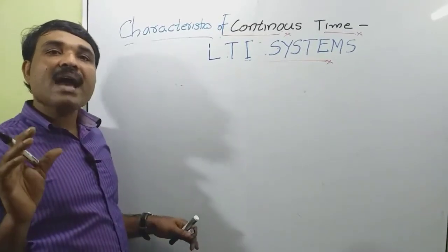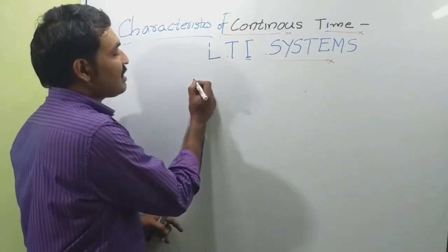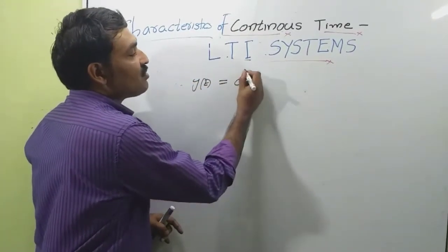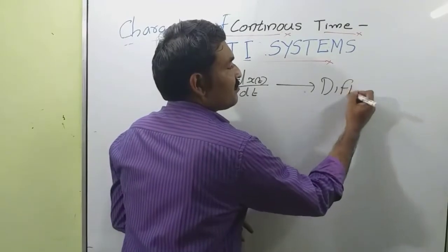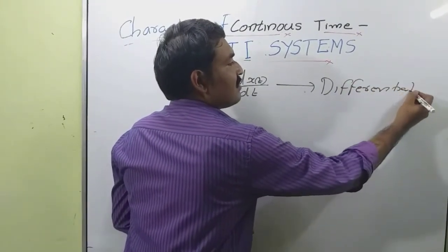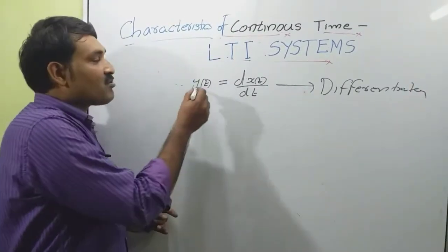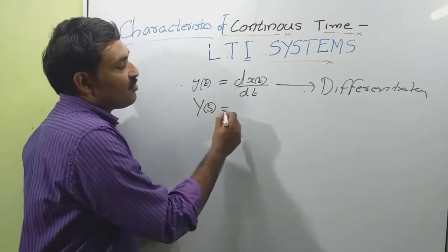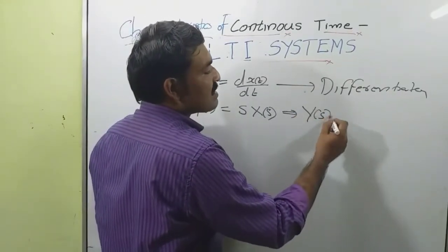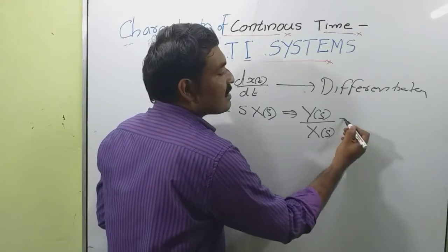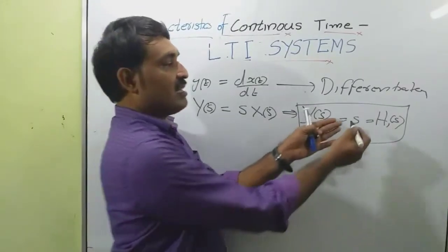For example, I have an ideal differentiator, that means a differentiator with zero initial conditions. That can be represented by y of t equal to dx of t by dt. This operation is a differentiation, so this can be called a differentiator. Now what is the Laplace transform of this? Y(s) is equal to s into X(s). This implies Y(s) by X(s) is equal to s. Let that be H1(s). That is the transfer function of a differentiator, equal to s.